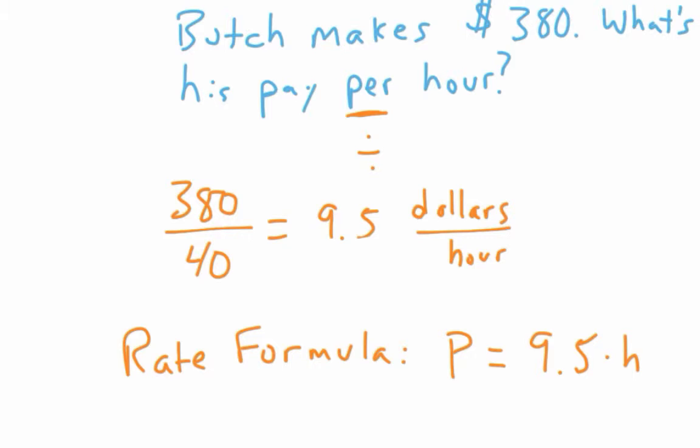So if he worked 2 hours, he'd make $19. If he worked 4 hours, it'd be 9.5 times 4. He'd make $38. Good? So when the book says find the rate formula, that's kind of where they're going with it. But those I thought were a little tougher than the other stuff in the section.